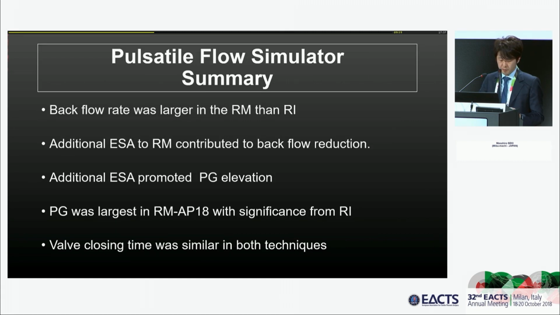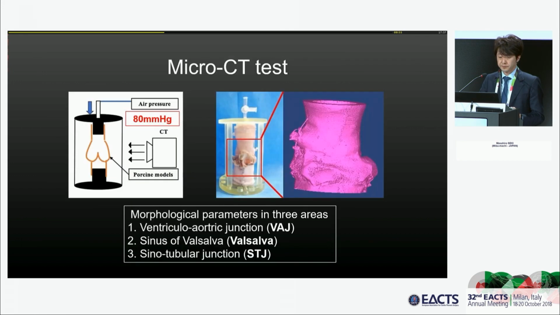To sum up the pulsatile flow study, backflow rate was larger in the remodeling than that of the reimplantation. Additional ESA to remodeling contributed to backflow reduction. However, additional ESA also promoted PG elevation. PG was largest in the remodeling with ESA 18 group with significance from reimplantation. Valve closing time was similar in both techniques.